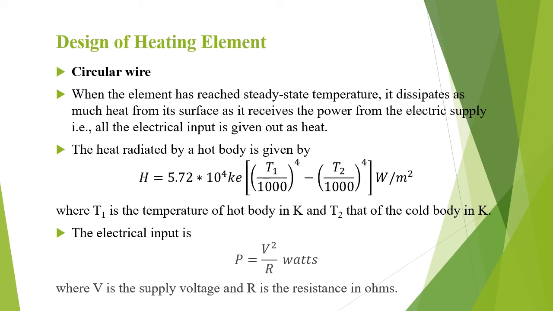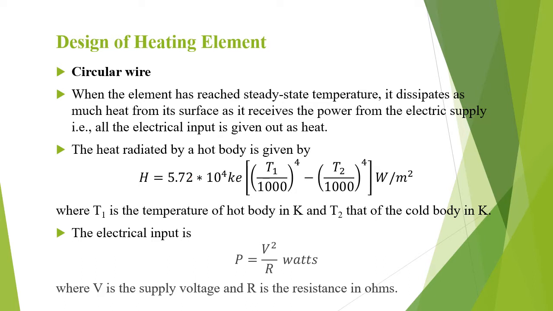Design of heating element. Heating element is in two shapes, one is circular and another is rectangle. So we have two heating elements: one is a circular wire heating element and the other is a rectangular strip heating element. The design of a heating element is basically finding the dimensions of the heating element. For circular wire, finding the length and diameter, and for rectangular strip, finding the length and width.